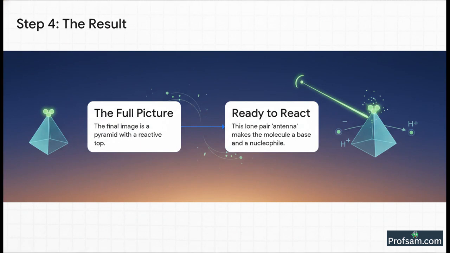And there you have it, step 4, the complete picture. A reactive pyramid with its electron-rich antenna at the top, just open and available in space, completely ready to react. This is what allows it to grab a proton and act as a base, or attack a positive center and act as a nucleophile. The shape is the reason for its function.